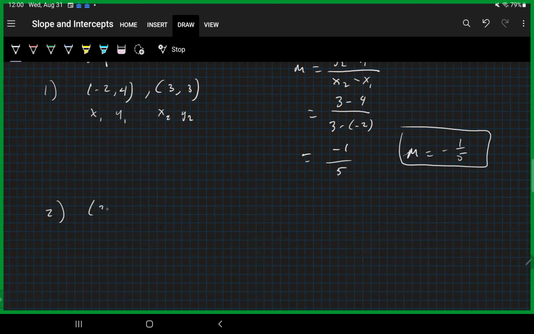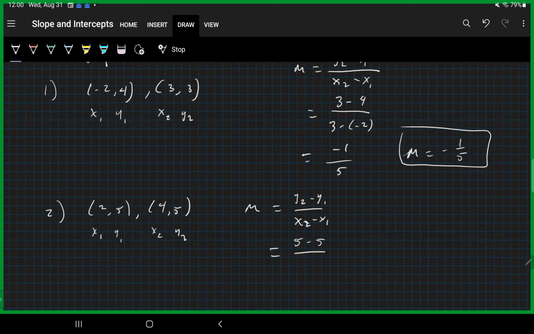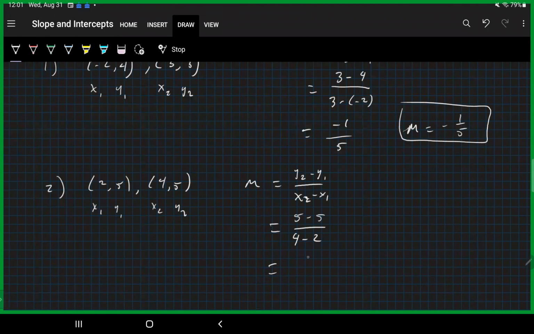I'm looking at the points (2, 5) and (4, 5). You can assign either order you want. So I'm going to do x1, y1, x2, y2. I use my formula. We get 5 minus 5 on top, 4 minus 2 on the bottom. That's going to give me 0/2. And my slope is going to be 0.